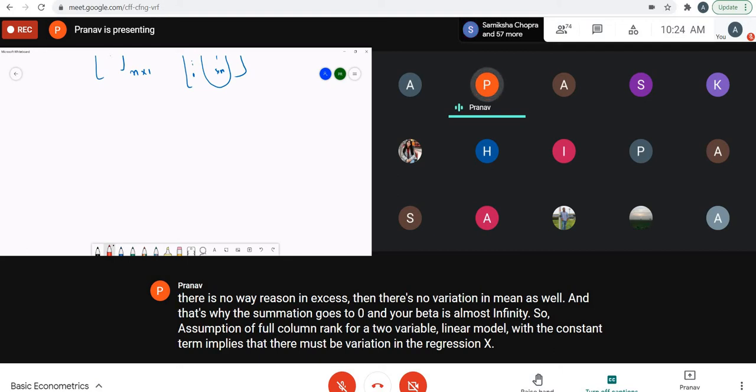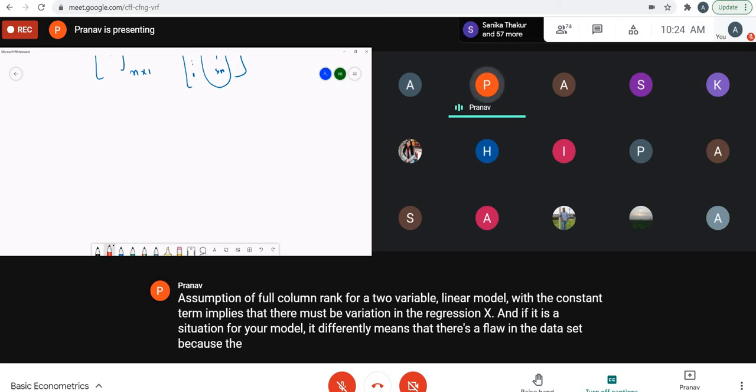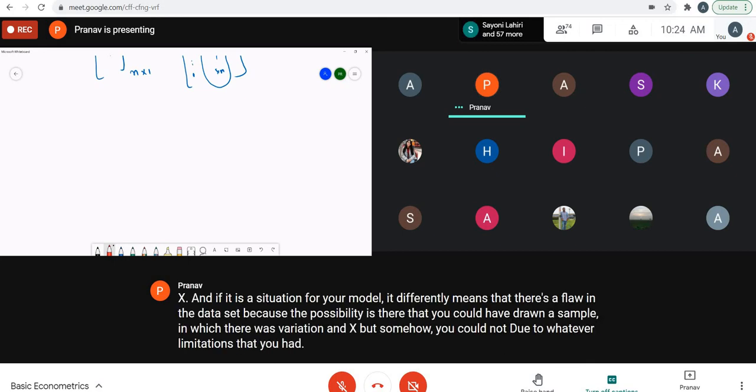And if that is the situation for your model, it definitely means that there is a flaw in the data set, because the possibility is there that you could have drawn a sample in which there was variation in x, but somehow you could not, due to whatever limitations that you had. Is that clear? Yes sir, thank you sir.